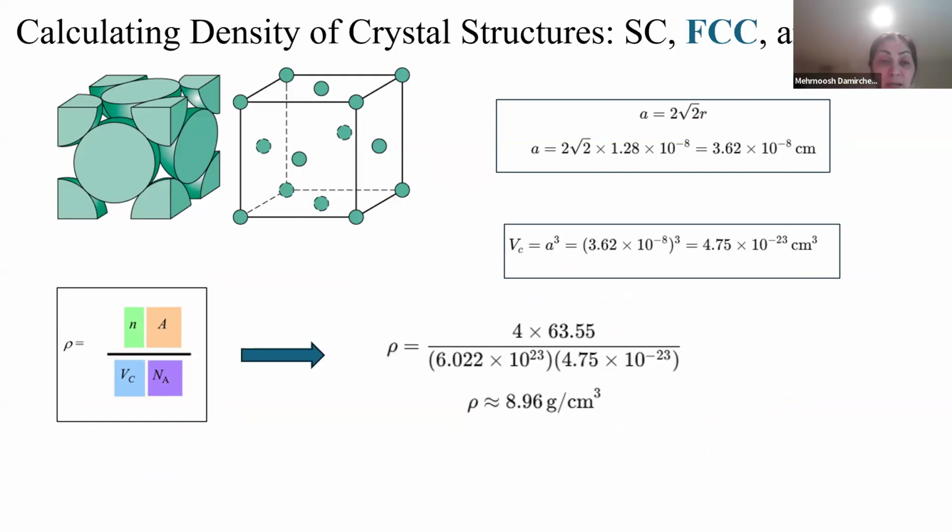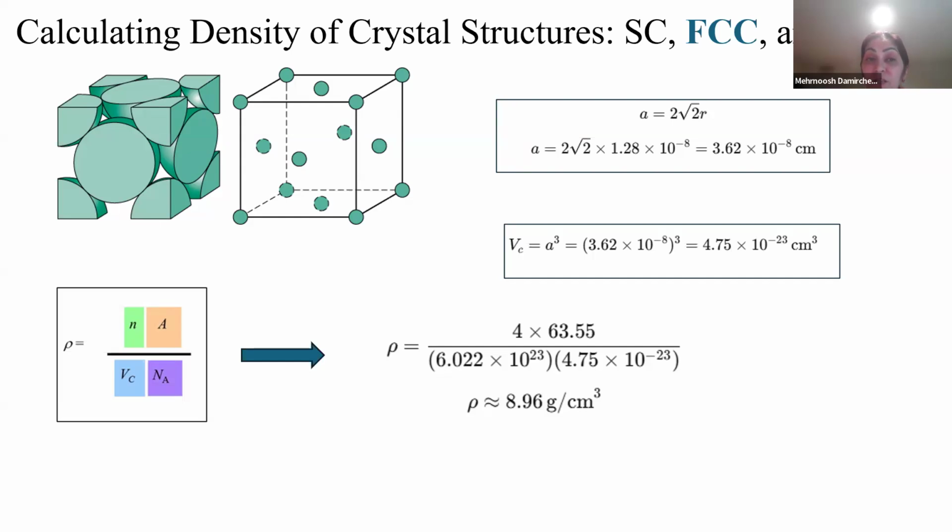If you remember, N was 4 for this type of structure, and I explained to you in the first slide why. This equation works for all of the structures: N times A divided by VC times NA. So we need N, we need the atomic weight, which we read from the table, and the Avogadro number, which is constant. You substitute, and VC. What is VC? It is different.